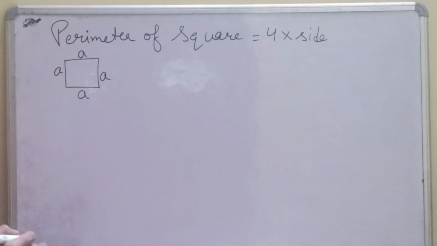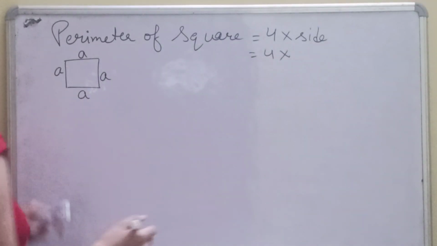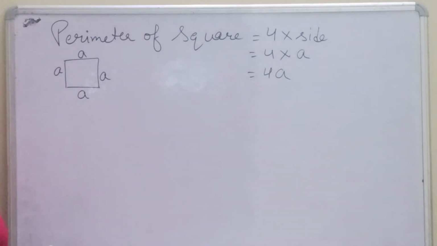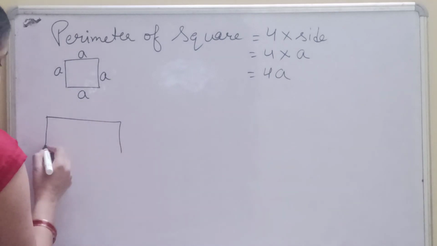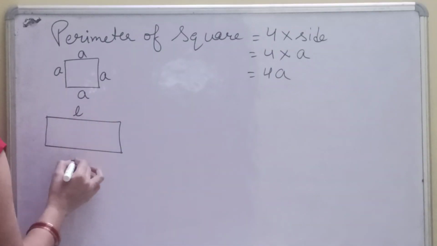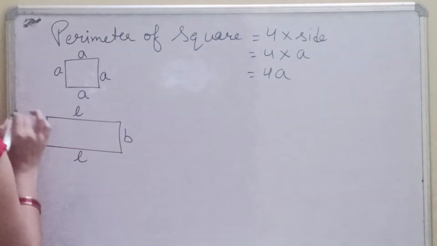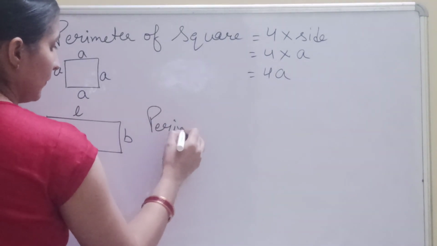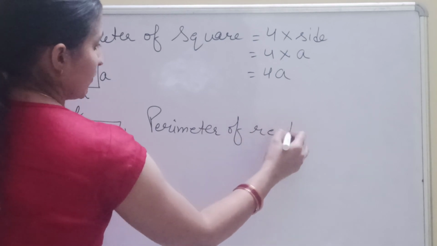We have to add all the sides. So 4 into side, and now the side is A. So what is the formula? 4A. Similarly, if you have a rectangle, let's say the length is L and the breadth is B. Same, what is the perimeter of a rectangle?